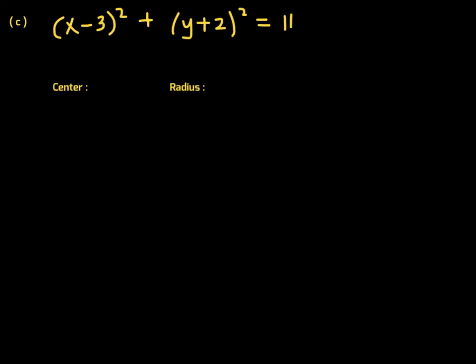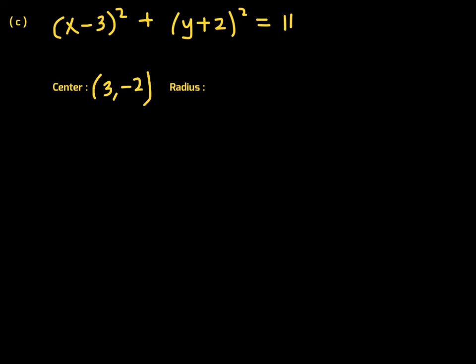All right, you guys, our next question. (x - 3)² + (y + 2)² = 11. Now, if you remember what we said a few minutes ago, we want to take the opposite of what we see, right? So here, because I see negative 3, I'm going to say my center starts at positive 3 and then negative 2, okay? Positive 3, negative 2. That's in quadrant number 4.